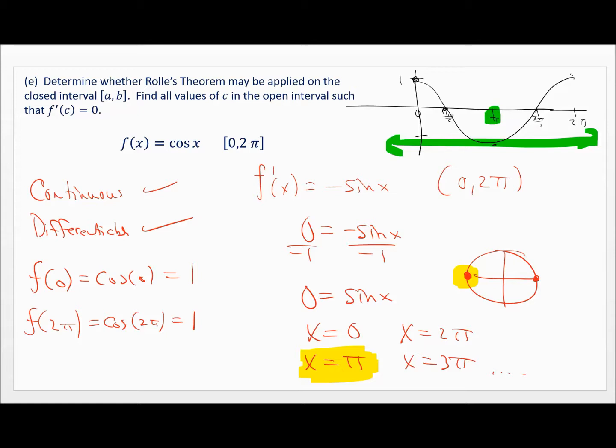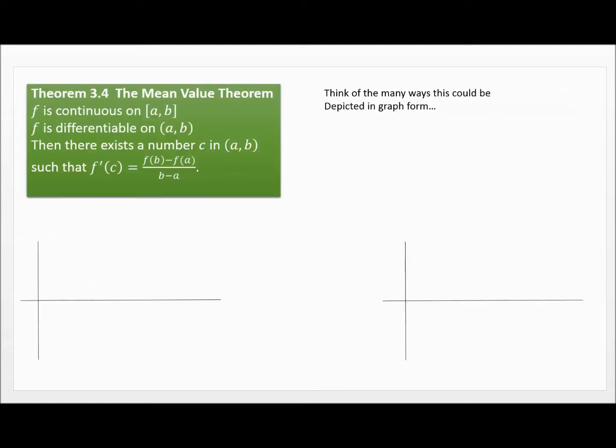Alright, let's talk about something else. So I have a new theorem for you. There's only 2 theorems in this section, Rolle's theorem and the mean value theorem. And the mean value theorem is almost identical to Rolle's theorem except for one thing.